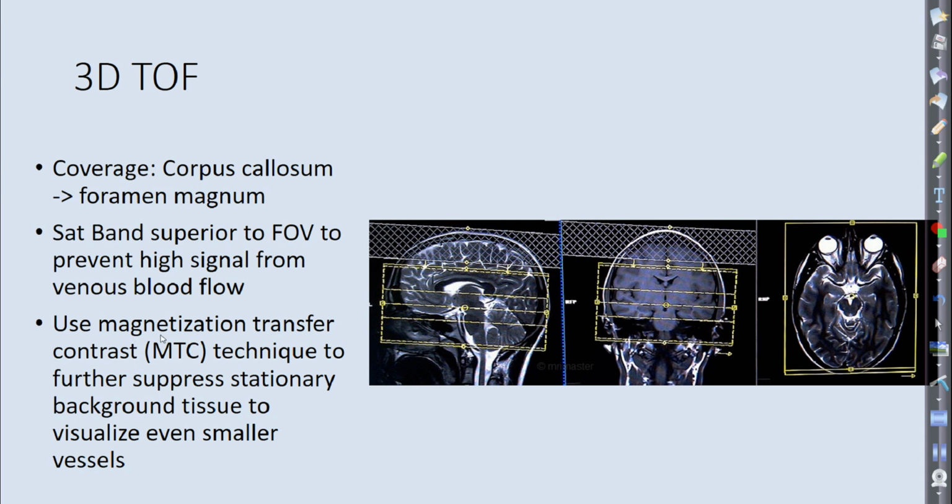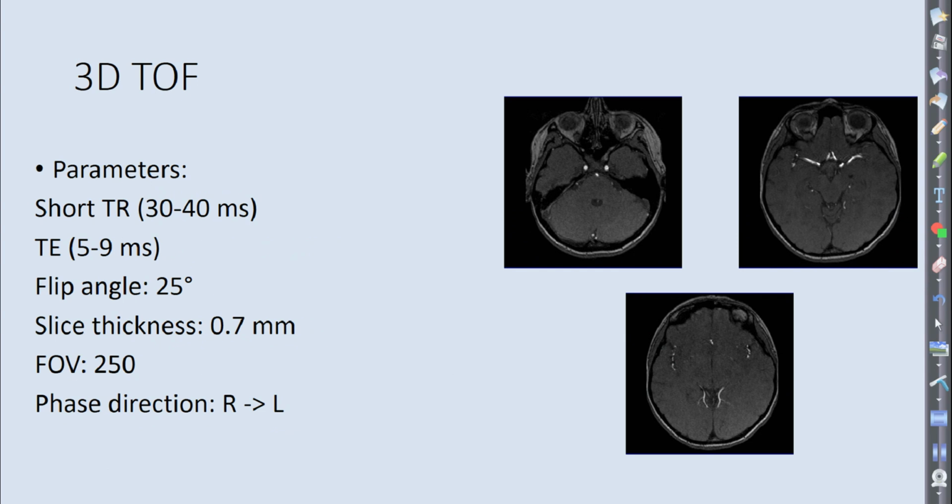And then we could add magnetization transfer contrast. This further suppresses our stationary background tissue. This is just something you can select on your console. So these images here are what we call our source images. So you can see here how everything is being suppressed, stationary tissue, and then you have your vessels. And basically, you put all these stacks of images on top of each other, and then your collapsed image creates one where you can see all the vessels.